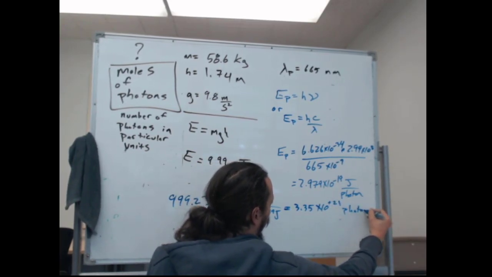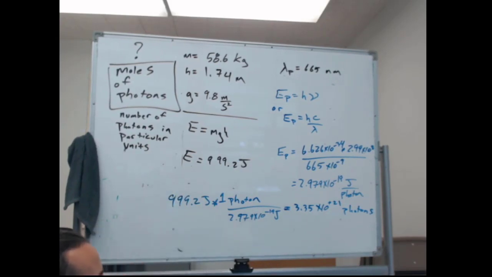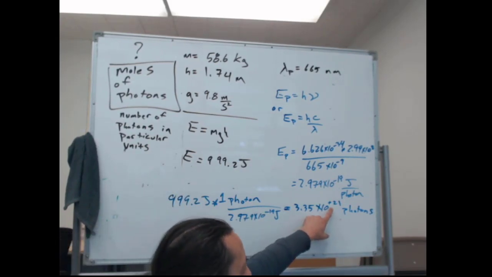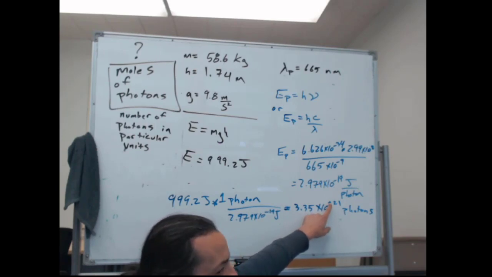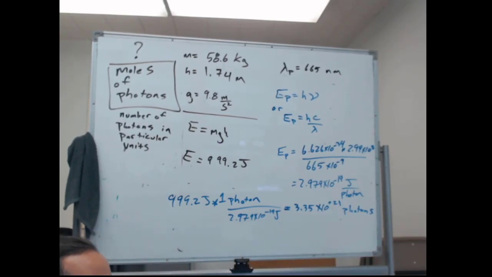I even explicitly write down 10 to the positive 21. In chemistry, we get so used to seeing those negative exponents. I like to write the positive so we know that it wasn't a mistake. I didn't leave off a negative sign. That is a positive 21 photons, a huge, huge number of photons.